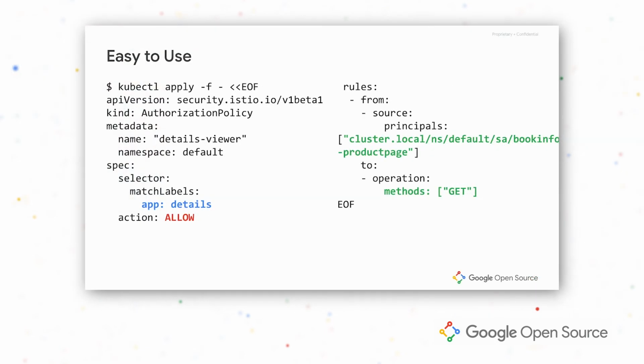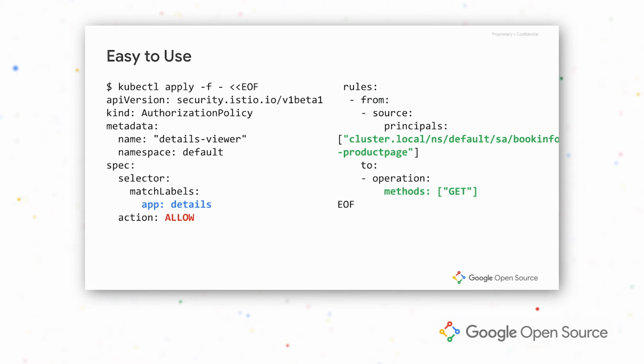The app details is defining the target. And actually, I guess I should have colored the namespace as well, because this is in the default namespace, the details application. That's the target of this rule. And it's saying, I want to allow calls to this application from a particular service account. And that's in green. You just list out the service account that you want to allow access from. And then you can define what operations. In this case, we want read application access. So we're saying methods get.